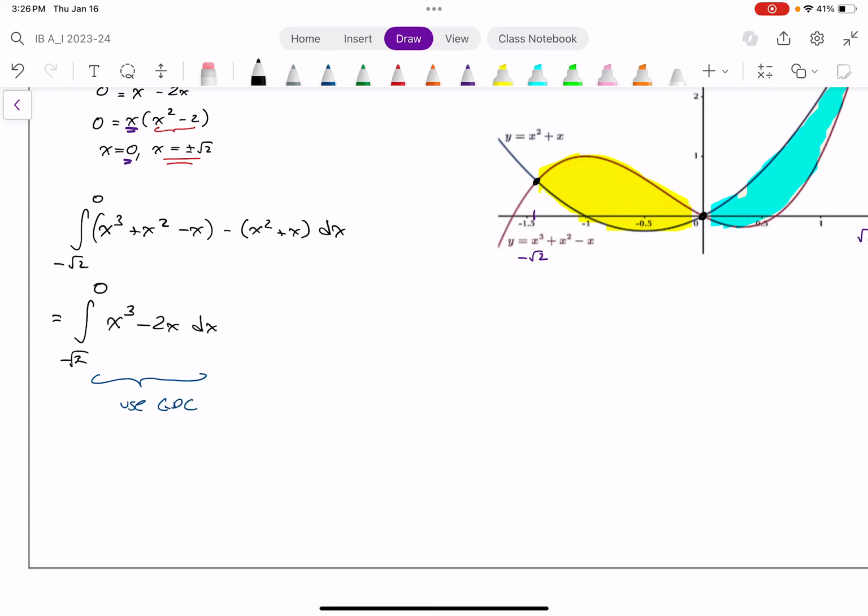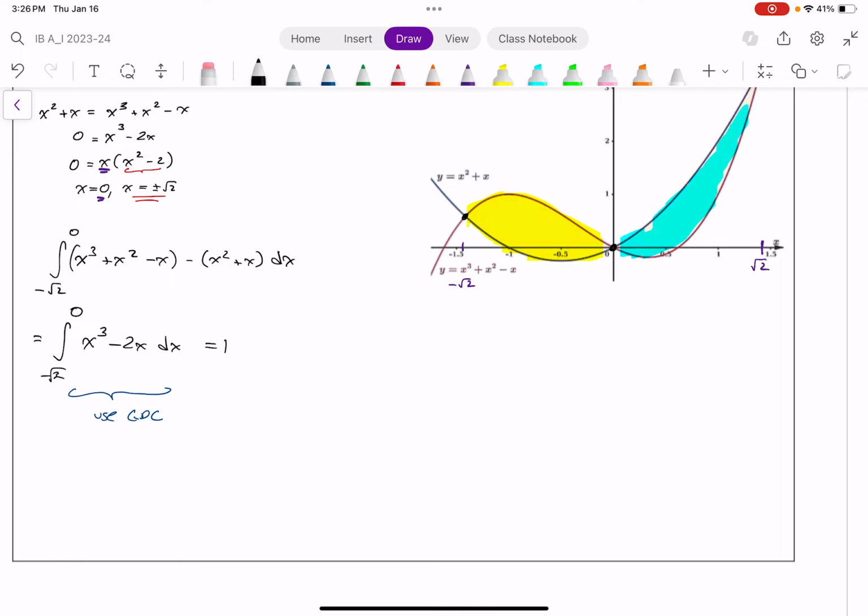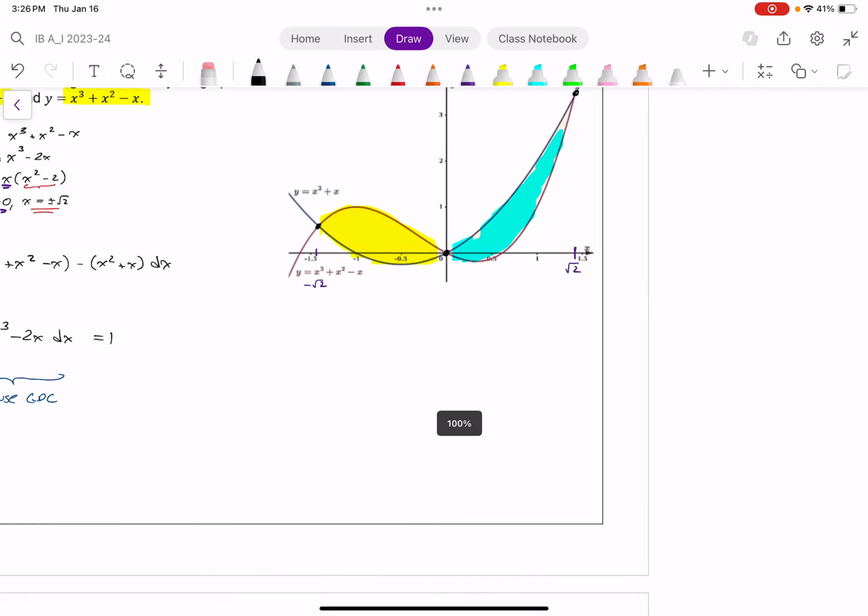And we get exactly 1, because I'm using exactly negative root 2 in my bound there. So that area in yellow has an area of 1. Now I want to do something similar for the area in blue.